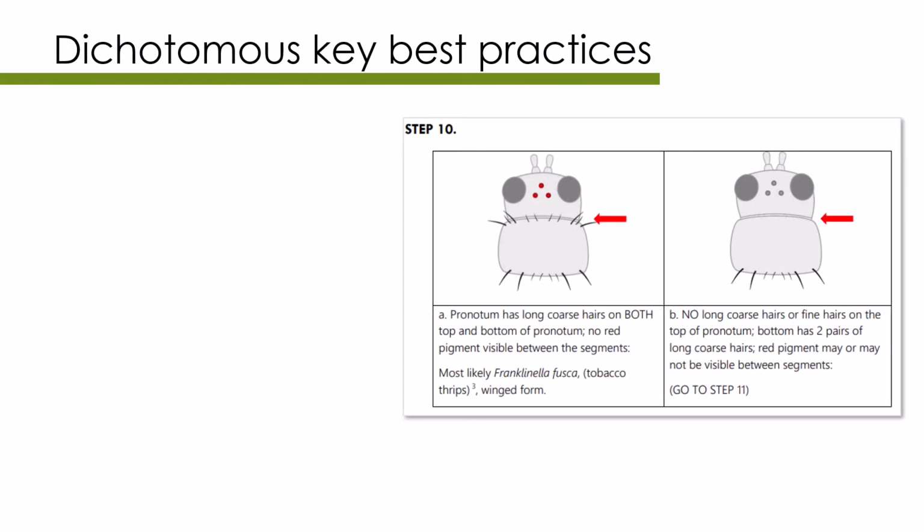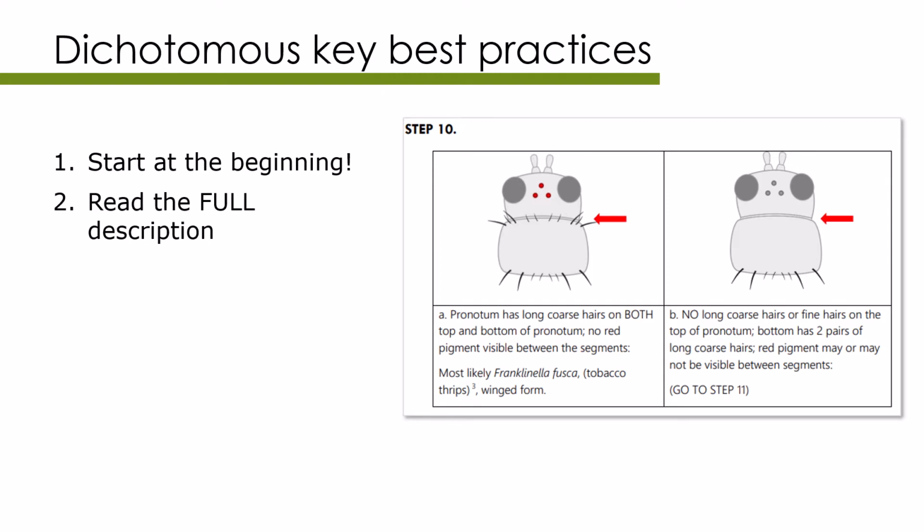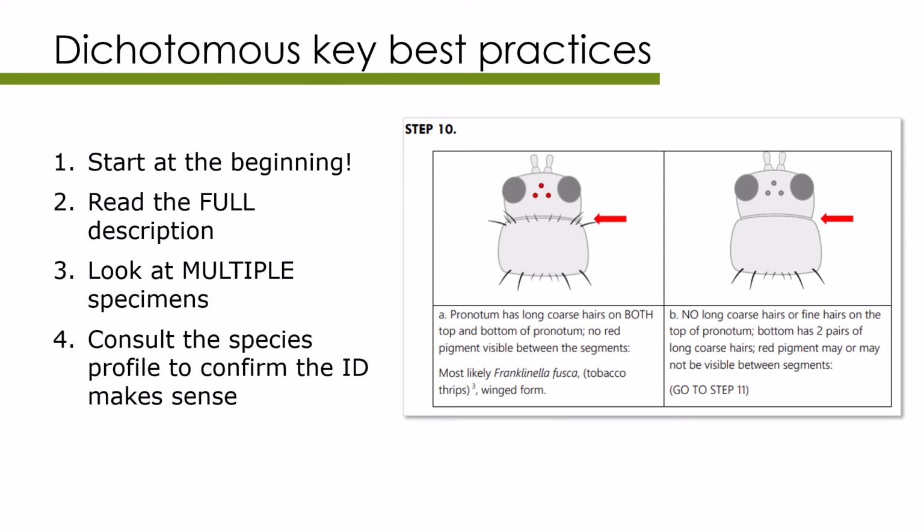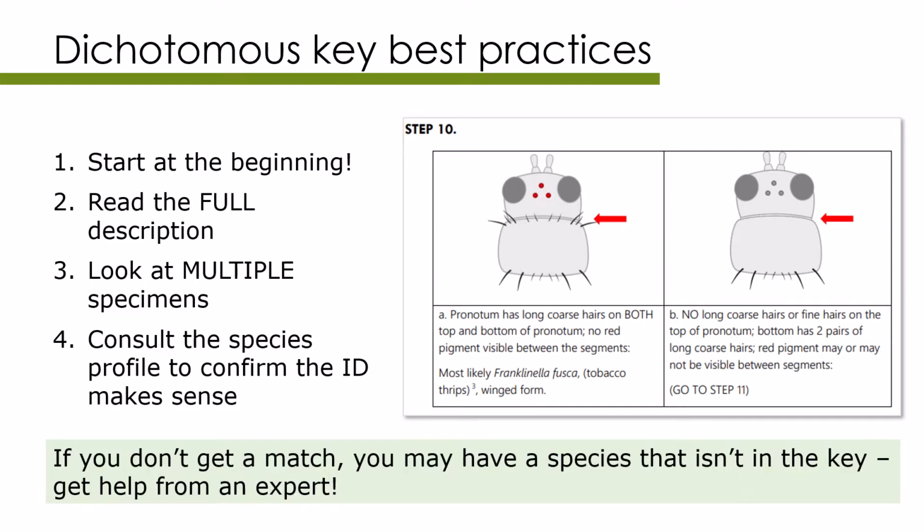We're about to go through an example from the Thrips key, but first let's go over some best practices that will ensure that you get the most accurate result. When you use a key, it's important that you always start at the beginning. For each choice you're presented with, make sure you read the entire description and don't only look at the pictures. Make sure you look at multiple specimens, as some features might be more visible in some specimens than others. Once you've gone through the key and arrived at an answer, read the species profile to make sure that the ID makes sense. If the options aren't making sense and you can't get a good match, you might have one of the many Thrips species that aren't in this key. When in doubt, get help from an expert.